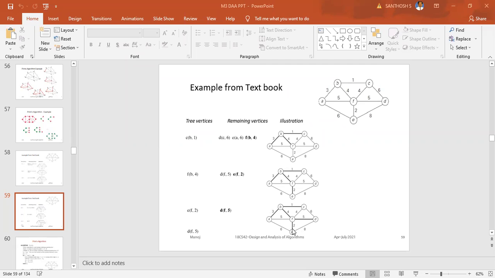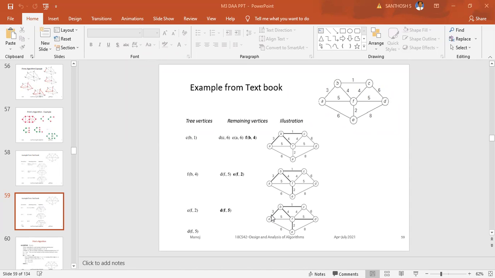From E, you have to find the next vertex. So E F comma 2 is taken here. From E, you should visit D. So from E it is 8, from F it is 5, from C it is 6. Which is the lowest value? It is 5. So that's why you write it as D F comma 5.